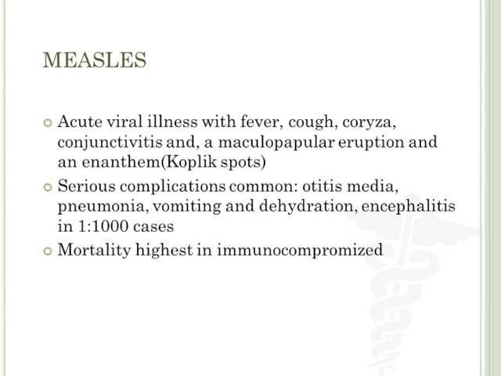There are very serious complications because this child is quite sick. The fever is high. The mucus is very, very thick. They can't cough it out too well, and you get a lot of secondary bacterial infections. The obvious common ones being ear infections, pneumonia, and of course a lot of these kids are sick enough to vomit and can get dehydrated and need IV fluids. The encephalitis rate is fairly high, 1 in 1,000. When I used to see 500 a year, that meant I was going to see an encephalitis every couple of years. And that's usually fatal. If it isn't fatal, it leaves them severely brain damaged. And of course, the mortality is highest in the immunocompromised.